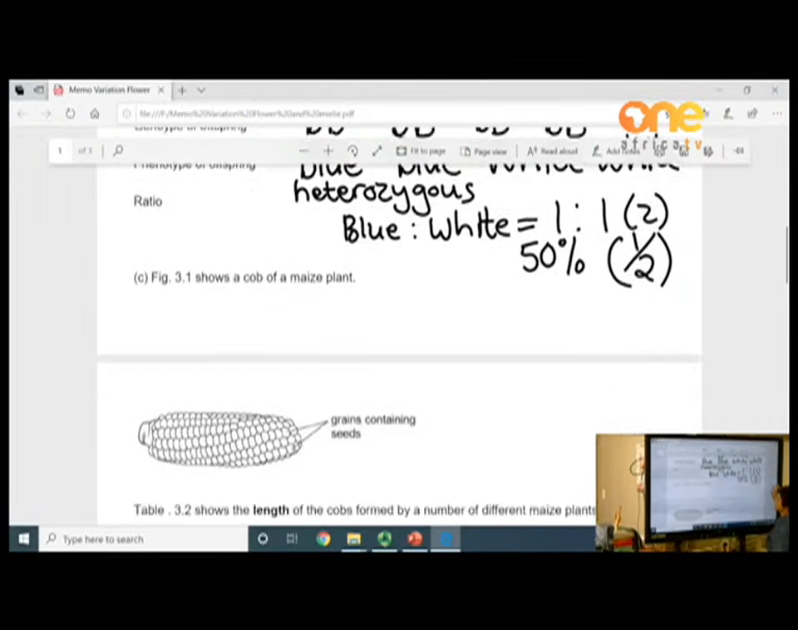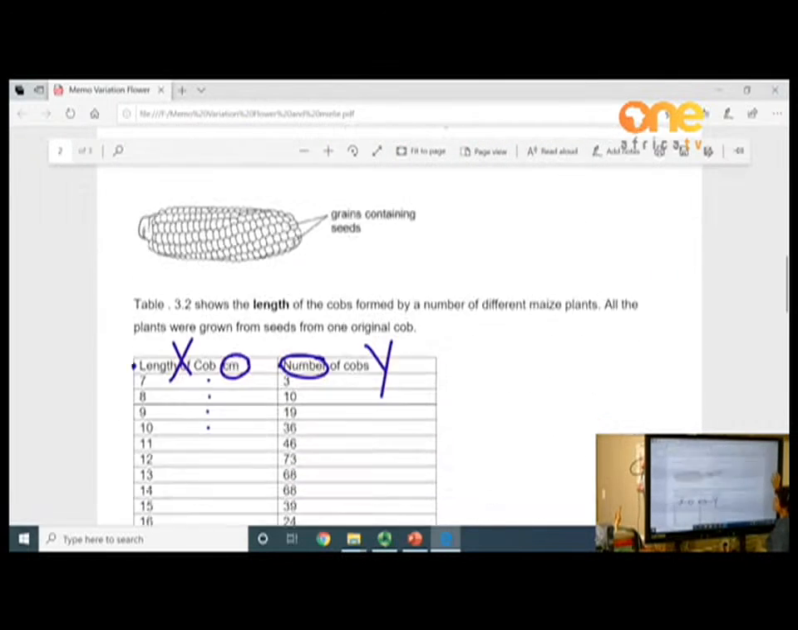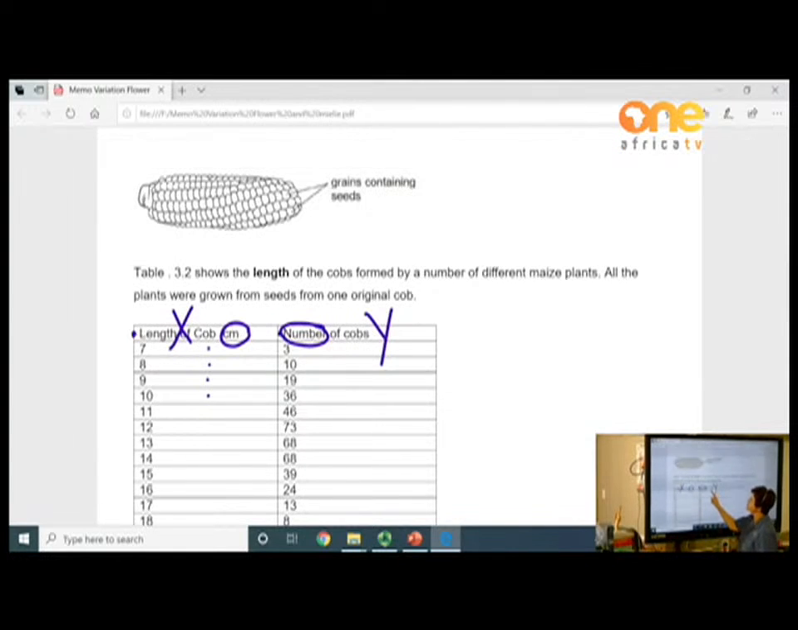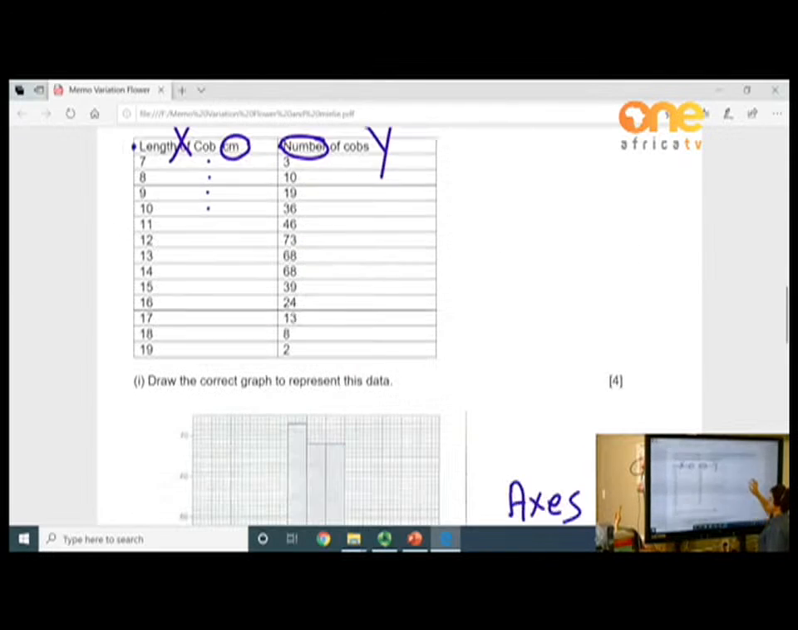Then we have the cob of a maize plant. And remember, when we draw a graph, this is X, this is Y. This is independent. We had a 7, a 8, a 9 cob. Then we count how many was there. That was 7 centimeter. 3 of the cobs was 7 centimeter. 10 was 8 centimeter, right?